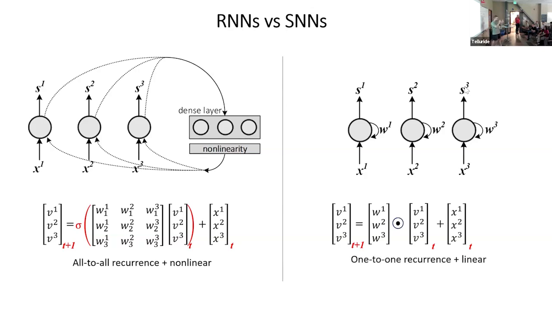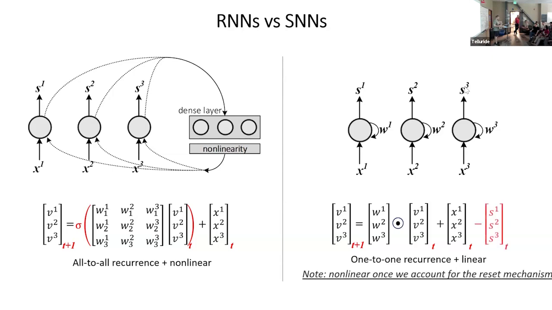In spiking neural networks, you have one-to-one recurrence, right? The hidden state of one neuron does not touch or talk to the hidden state of another neuron. And it's linear through time. This is linear. There's no nonlinearity applied to my hidden state. There is a nonlinearity applied when you go through to generate a spike.